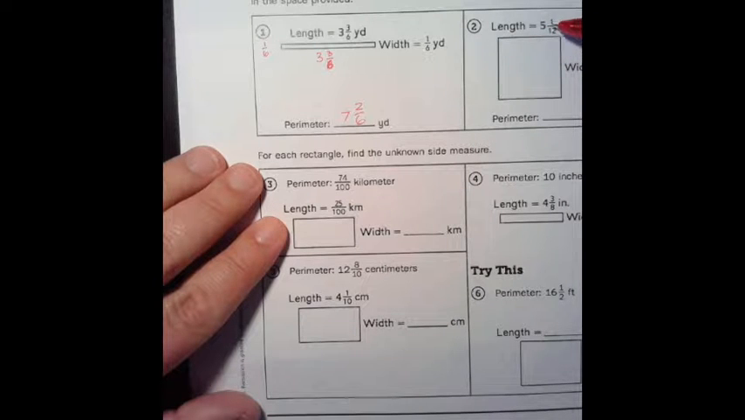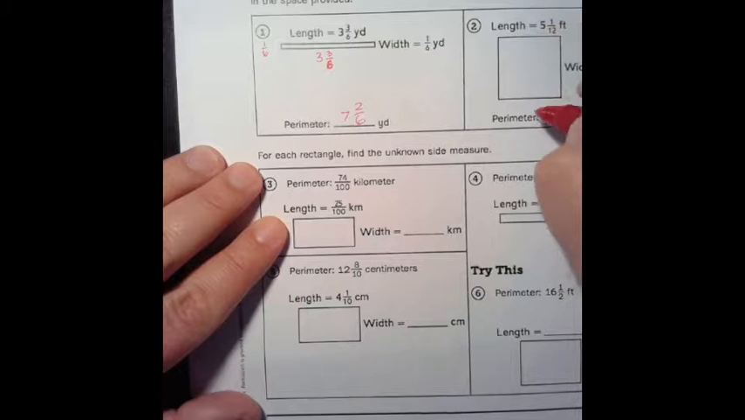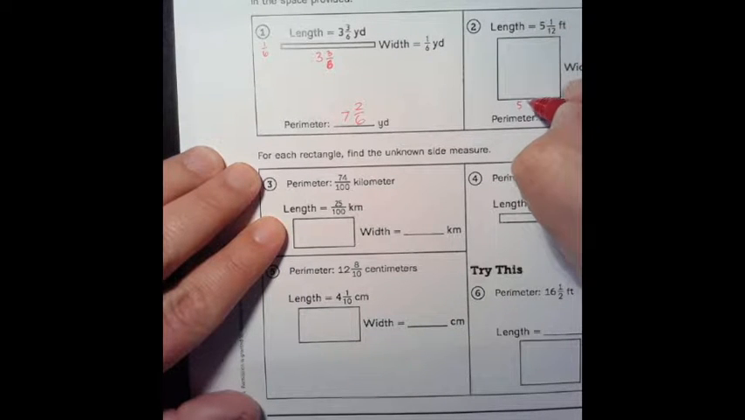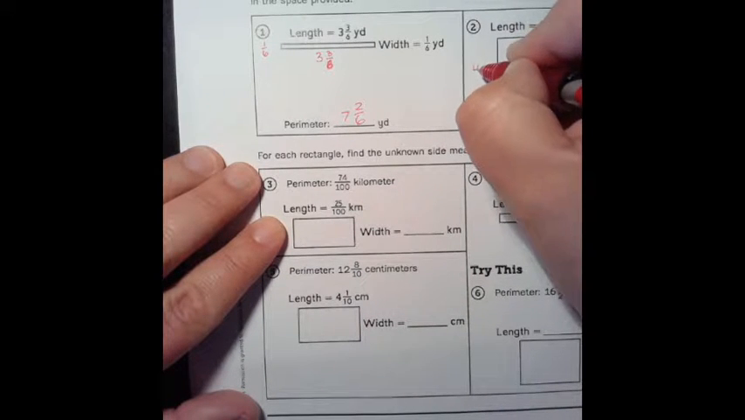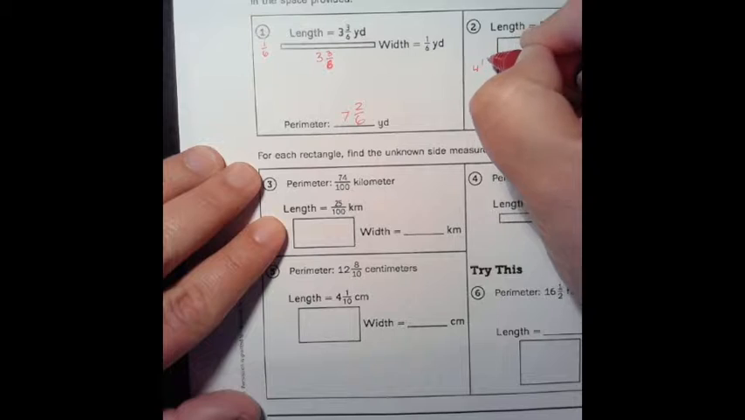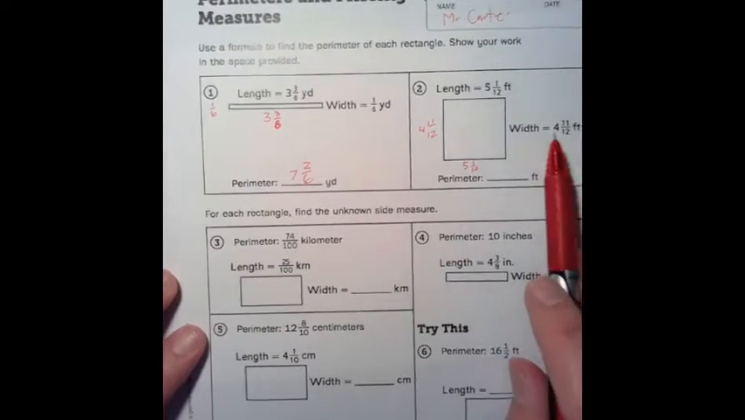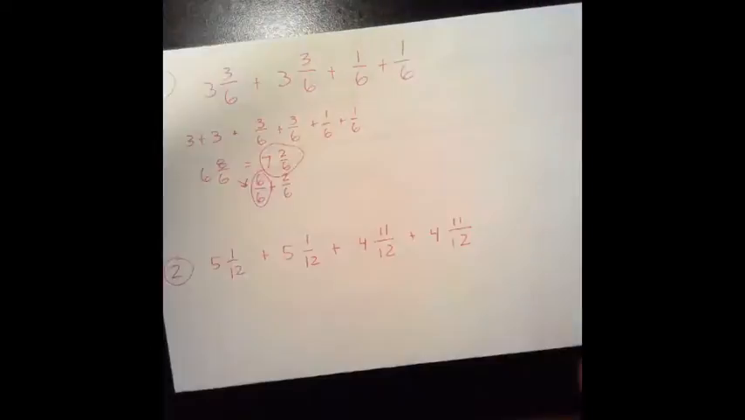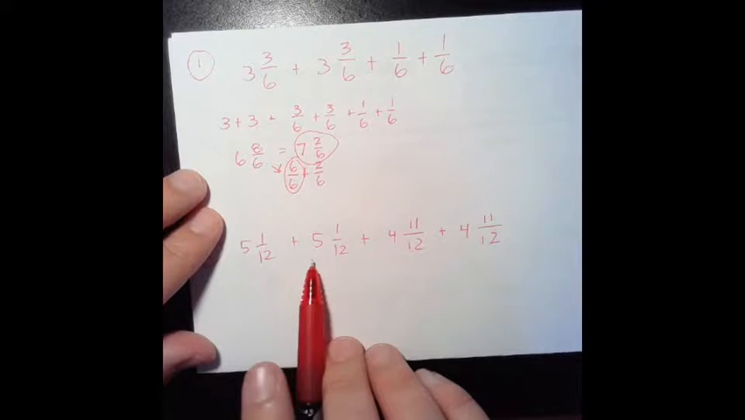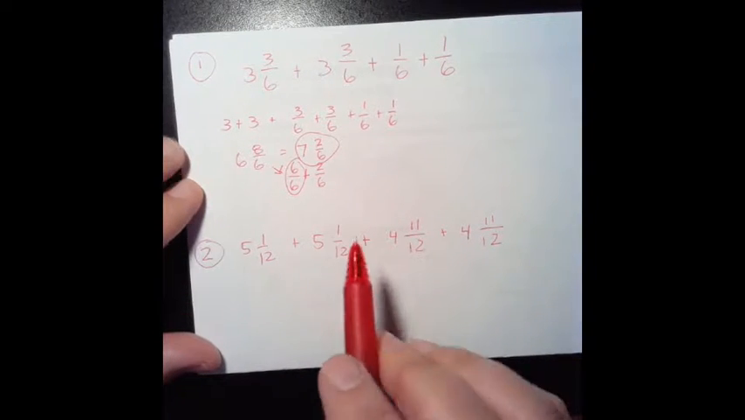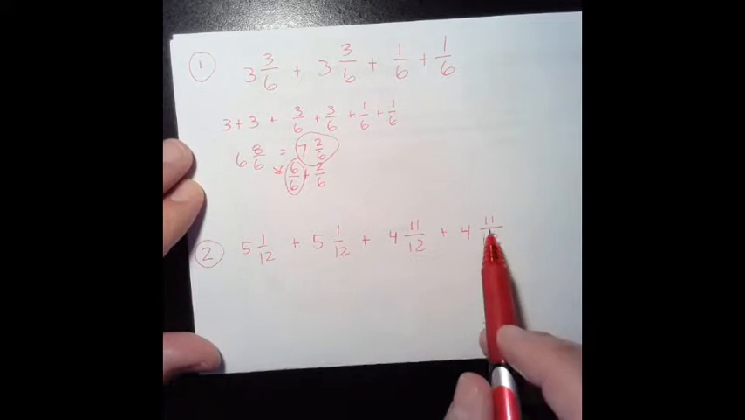All right, now we've got another rectangle. We've got a length of 5 and 1/12, so we know that side is 5 and 1/12. The opposite side needs to be 5 and 1/12. And this width here is 4 and 11/12, so the opposite side is 4 and 11/12 as well. To find the perimeter, we need to add up all four sides: 5 and 1/12 plus 5 and 1/12 plus 4 and 11/12 and 4 and 11/12.